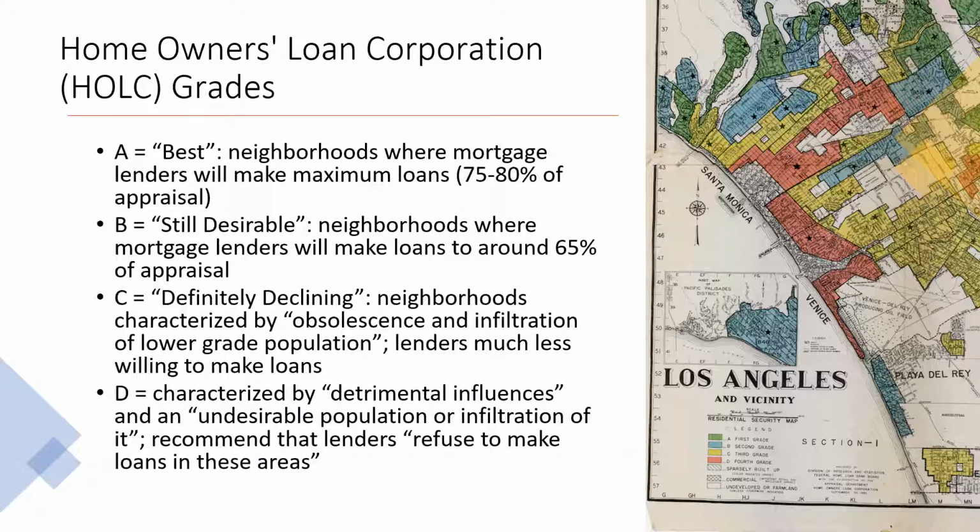And the language they used is very discriminatory. So these neighborhoods were characterized by, I quote, obsolescence and infiltration of a lower grade population. And lenders were much less willing to make loans in these neighborhoods. And then finally, D neighborhoods were characterized, again I quote, as detrimental influences and having an undesirable population or infiltration of it. And in these areas, it was recommended that lenders refuse to make loans. Again, this is a big problem considering home ownership is one of the biggest paths to upward economic mobility.